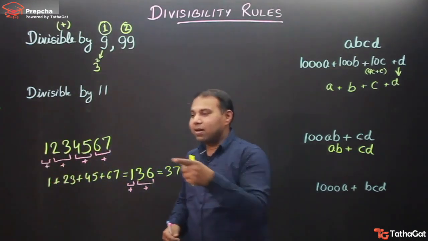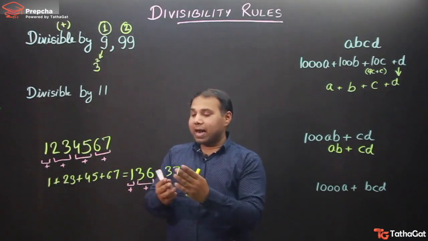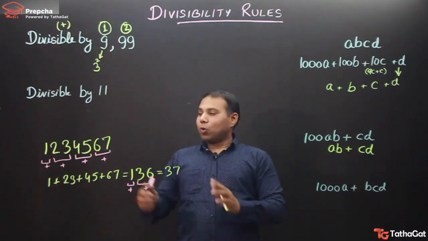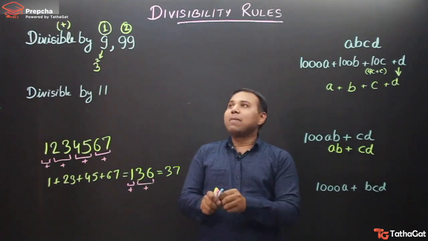So if I subtract 37 from this, this number is going to be divisible by 99. Or if I add the remaining part, so that it can also become divisible by 99. Okay, I hope this is clear. Can we extend this rule further also? Yes, that is the amazing part here.